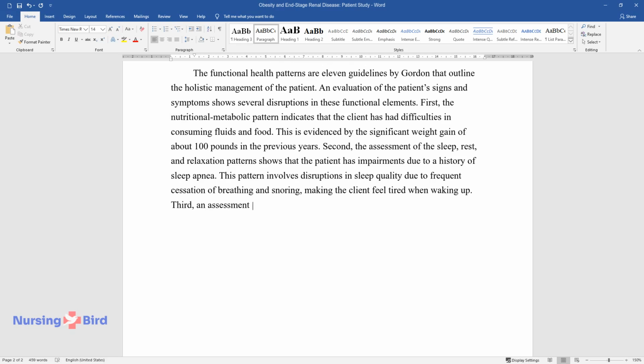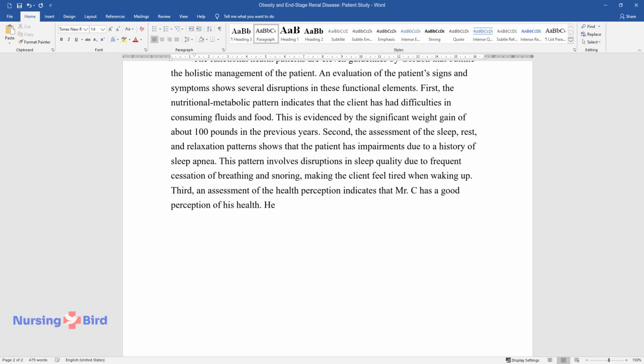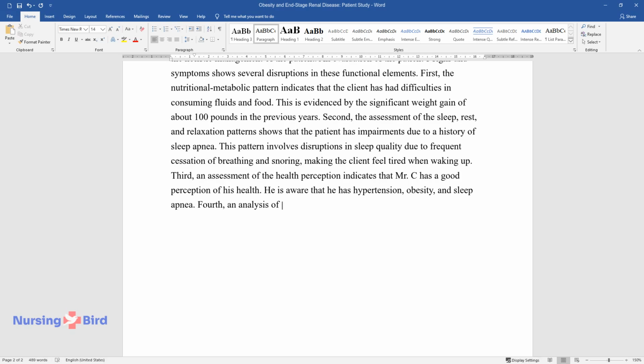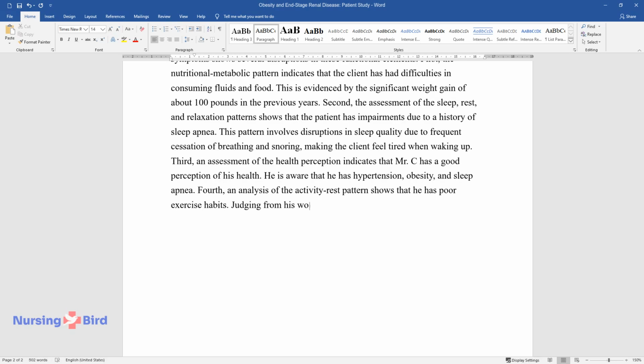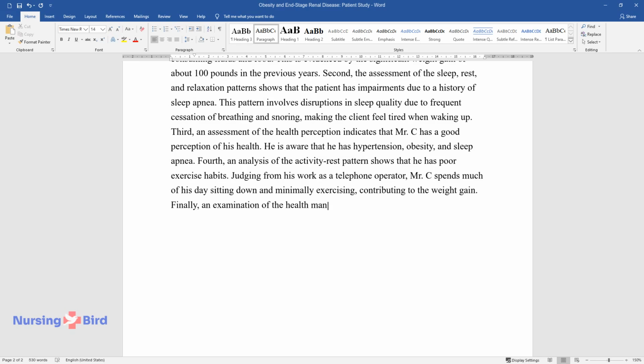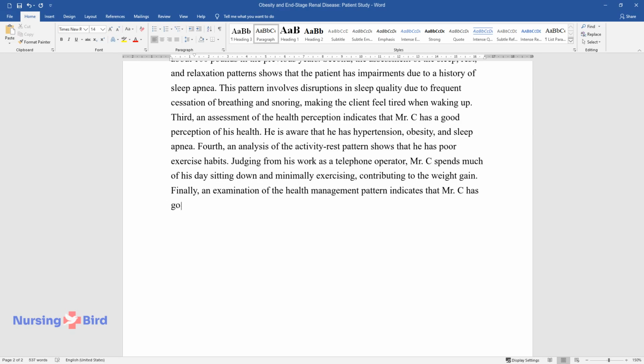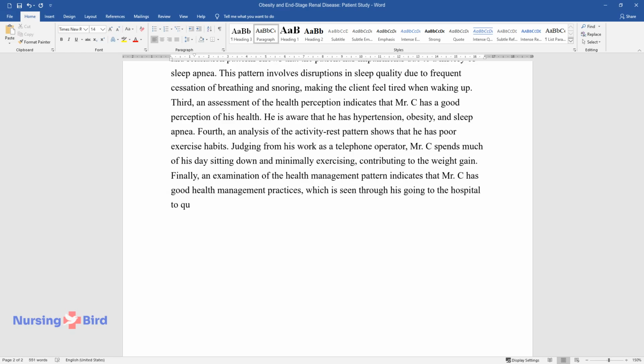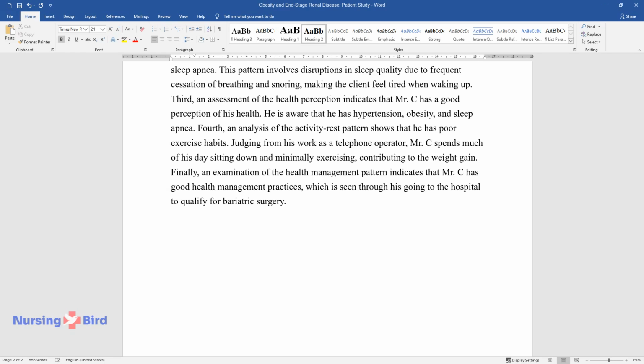Third, an assessment of the health perception indicates that Mr. C has a good perception of his health. He is aware that he has hypertension, obesity, and sleep apnea. Fourth, an analysis of the activity rest pattern shows that he has poor exercise habits. Judging from his work as a telephone operator, Mr. C spends much of his day sitting down and minimally exercising, contributing to the weight gain. Finally, an examination of the health management pattern indicates that Mr. C has good health management practices, which is seen through his going to the hospital to qualify for bariatric surgery.